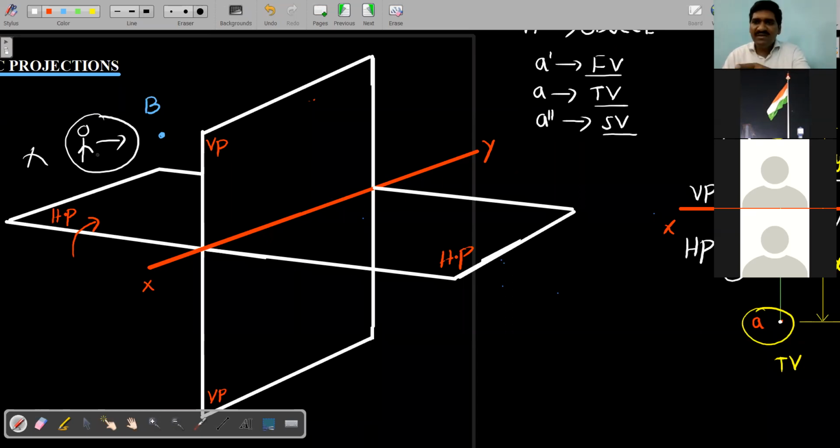You, that is the observer, should always be in front of the object, in front of the vertical plane only.